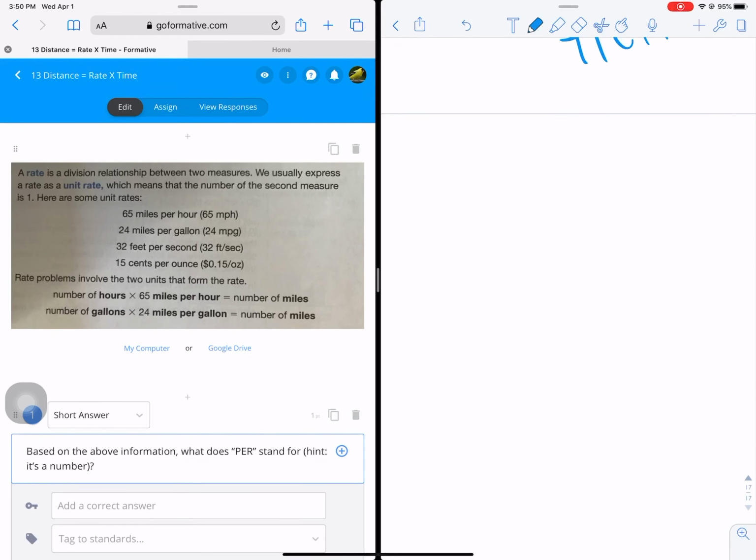Here's another definition in case you needed to see it a different way. A rate is a division relationship between two measures. We usually express a rate as a unit rate, which means that the number of the second measure is 1. Here are some examples: 65 miles per hour, 24 miles per gallon, 32 feet per second, 15 cents per ounce.